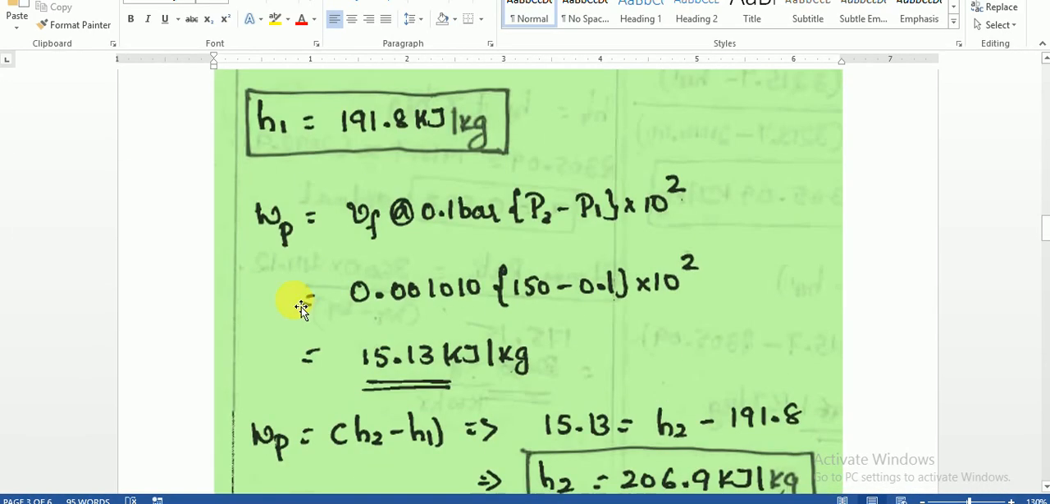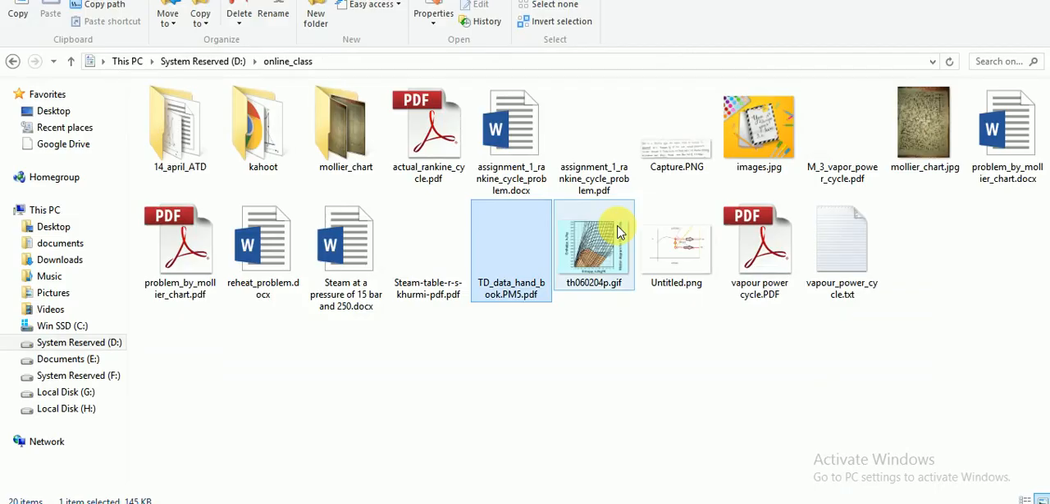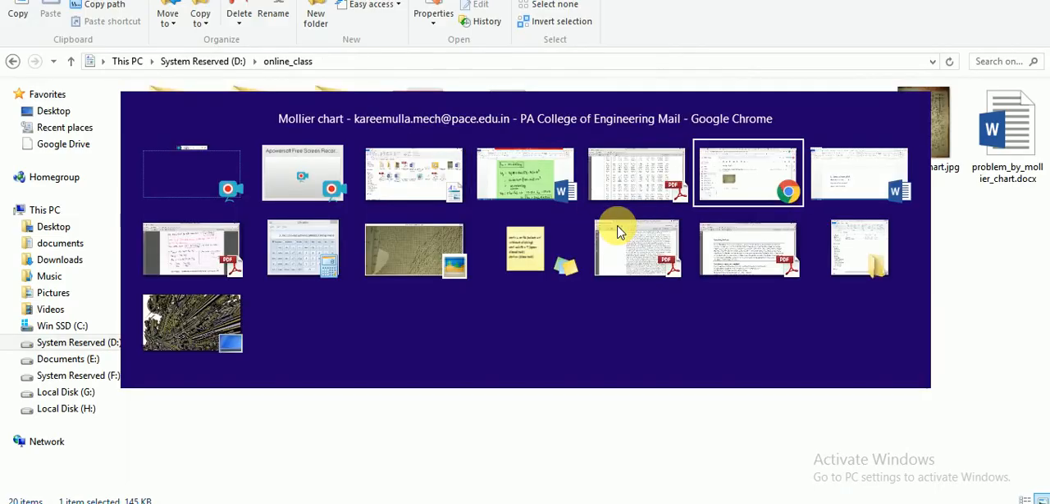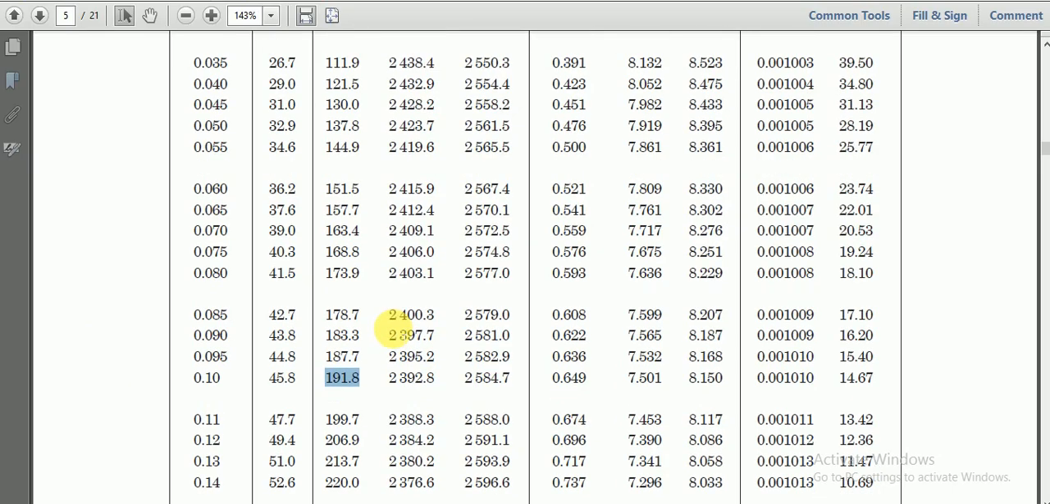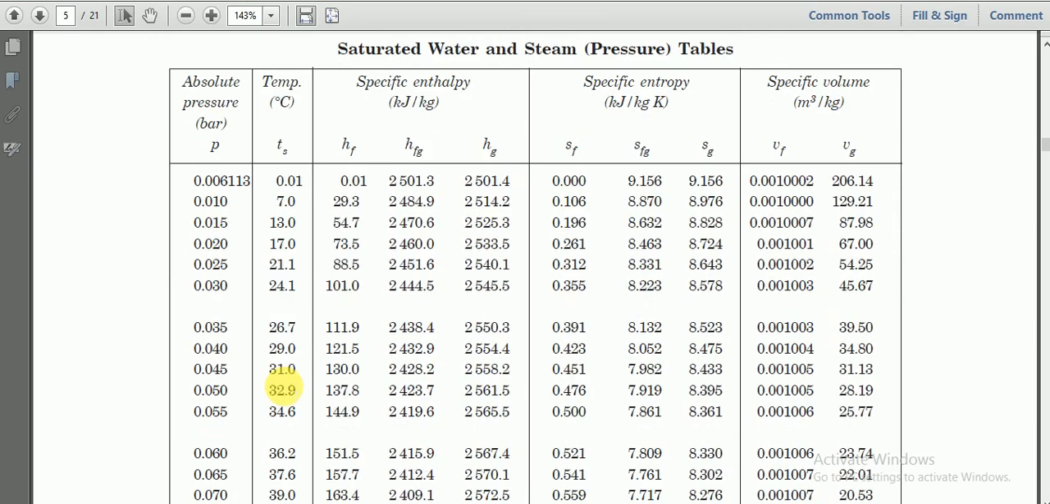We have to use this formula: pump work is equal to the volume of the fluid at 0.1 bar times (P2 minus P1). So what is the volume of the fluid at 0.1 bar? We have to go to the thermodynamics data handbook again. So 0.1 bar, what is the volume of the fluid?